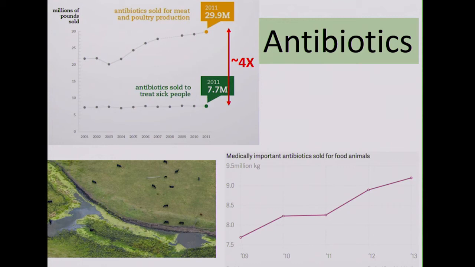Antibiotics is a serious issue these days. This is the antibiotic used for human health, about 7.7 million pounds. For animal production, poultry and meat, we use about 4 times more antibiotics, close to 30 million pounds a year. So only 20 to 30% of the antibiotics are retained in the animal body. The rest is either getting to the water or soil.